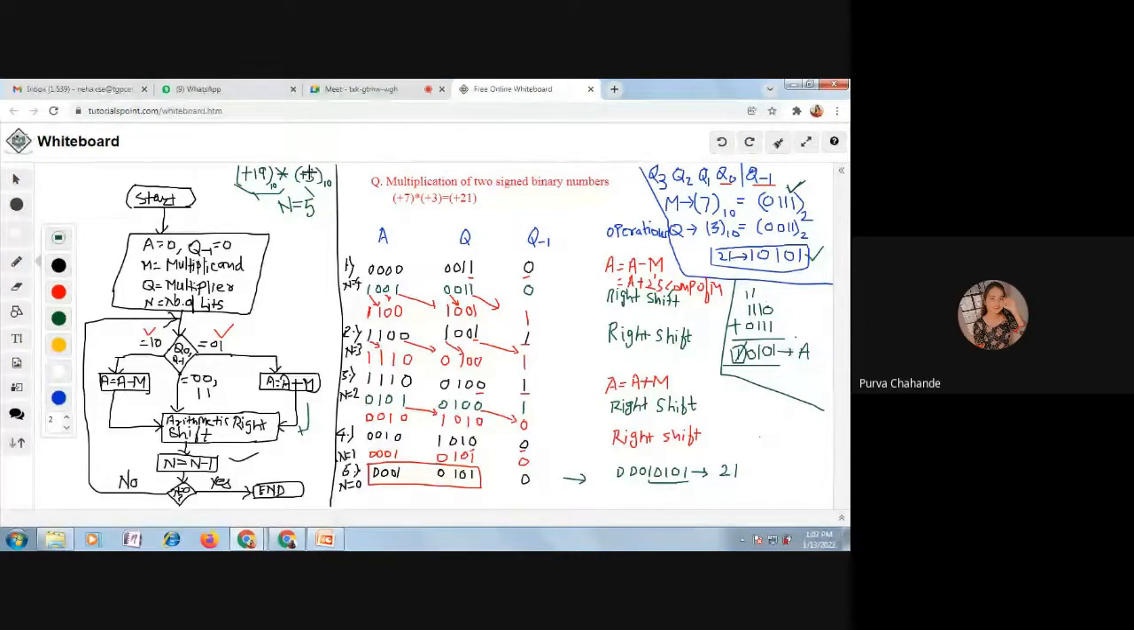Right, so that's all for today. Tomorrow we are going to see another signed number case. Here we have just taken positive 7 and positive 3. In the next class we are going to take one as a negative number and another as positive. Okay.